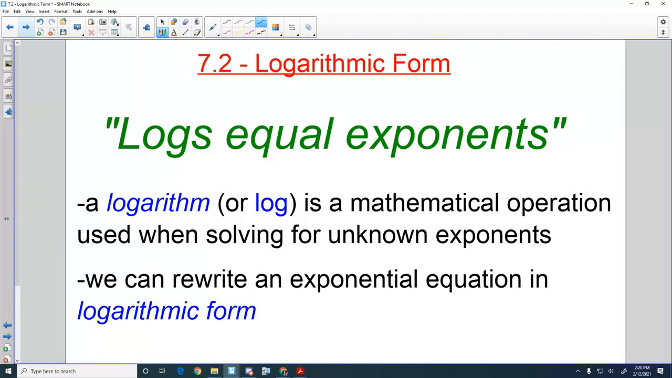So logs are a new operation. So just like we normally have operations for things like adding or for square rooting, we now have a brand new operation called a logarithm. It's going to be a new skill, a new technique that we can use whenever you want to solve for an unknown exponent.